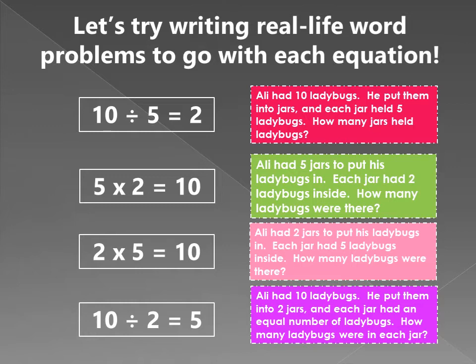The last example: Ali had 10 ladybugs and he put them into 2 jars and each jar had an equal number of ladybugs. Here I have the words equal number, and its meaning is division. So I will use the biggest number first, 10 divided by the number of jars 2 equals 5 ladybugs inside.